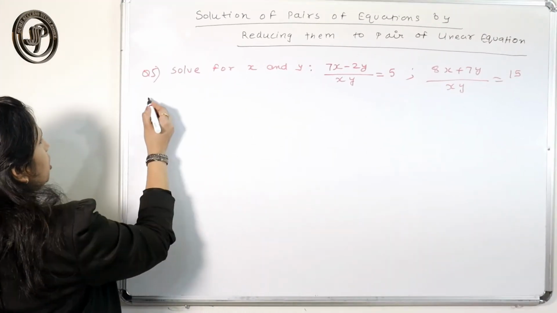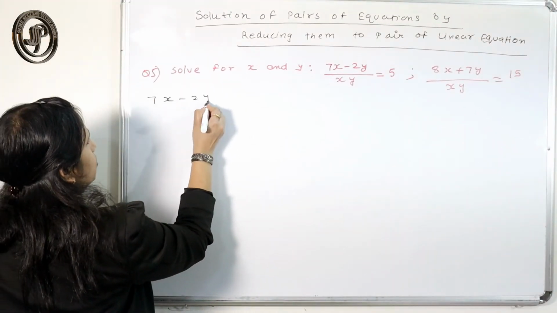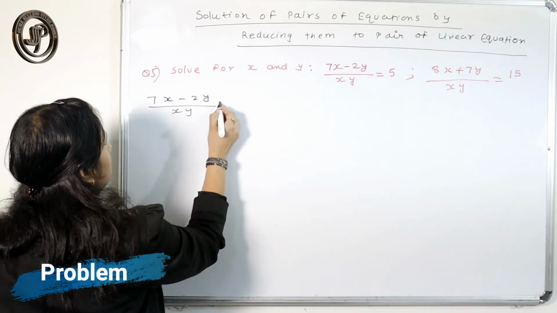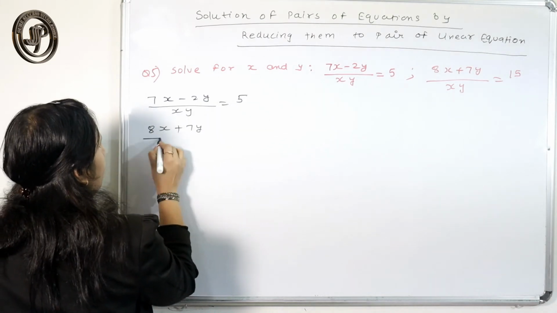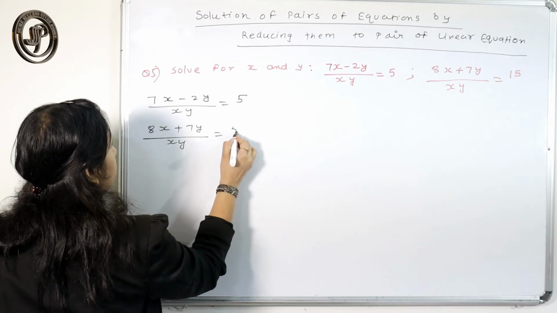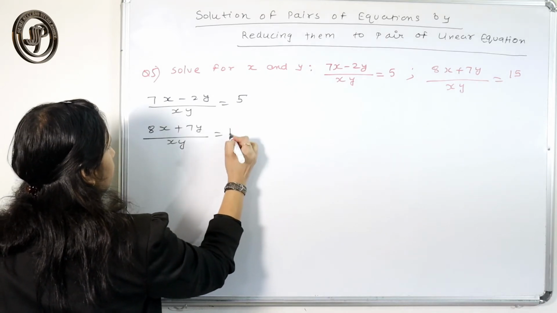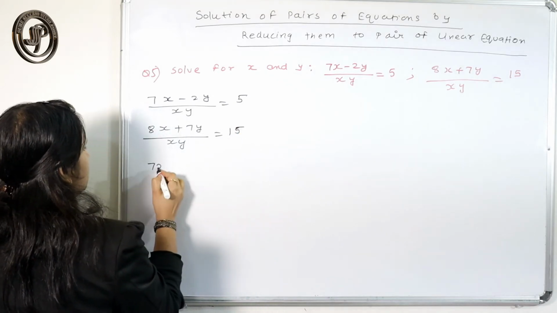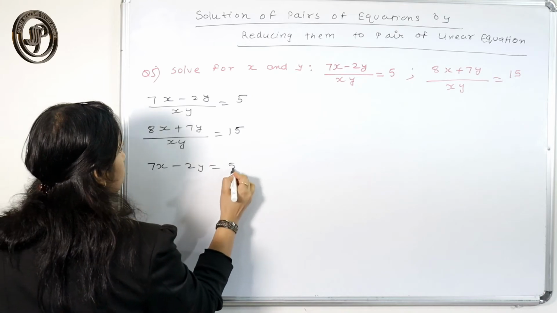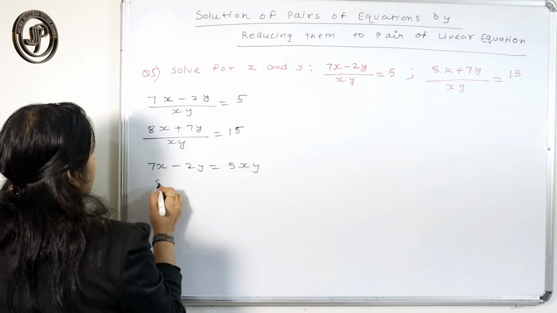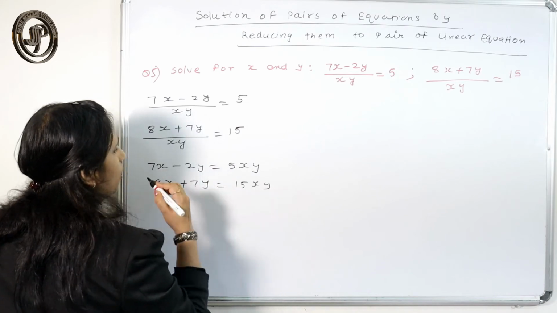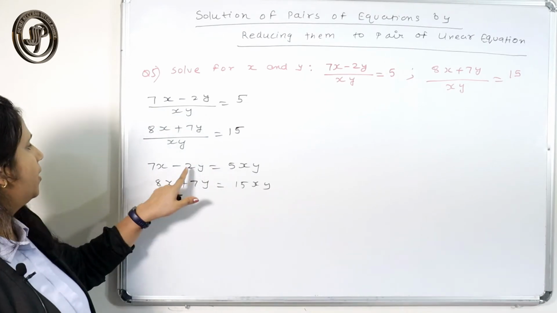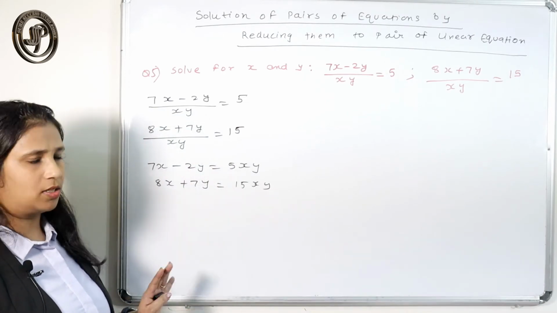So here is the question. (7x minus 2y) upon xy is equal to 5, and (8x plus 7y) upon xy is equal to 15. What will you do here? Cross multiply: 7x minus 2y is equal to 5xy, and 8x plus 7y is equal to 15xy. But you know that here it is x, here is y, that is the numerator, it is fine.